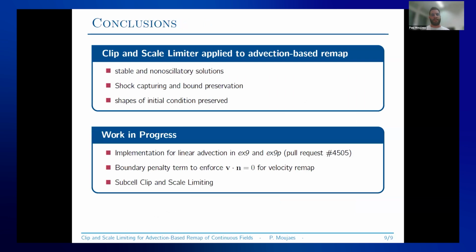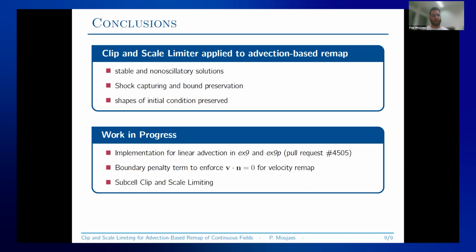So yeah, that's basically the idea. Clip and scale, we applied it to advection-based remap. As I said before, we obtained stable and non-oscillatory solutions. We had nice shock capturing without any bounds that are not preserved, and we preserved the shapes of the initial condition quite well.